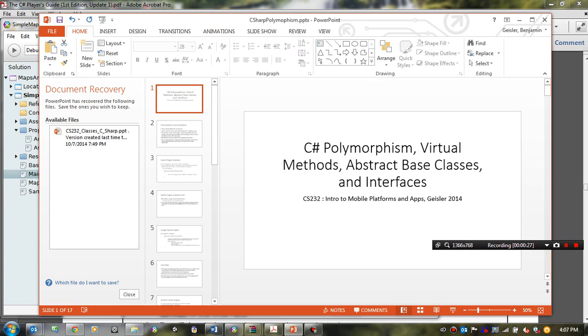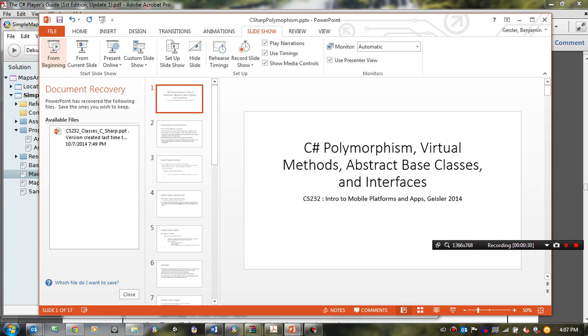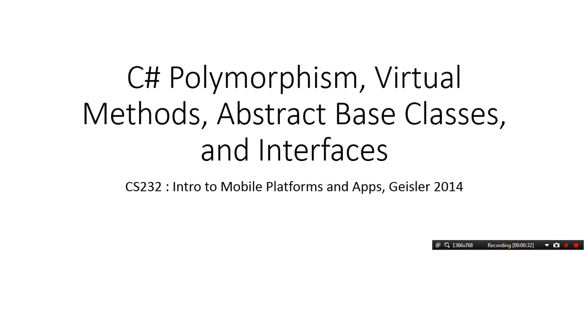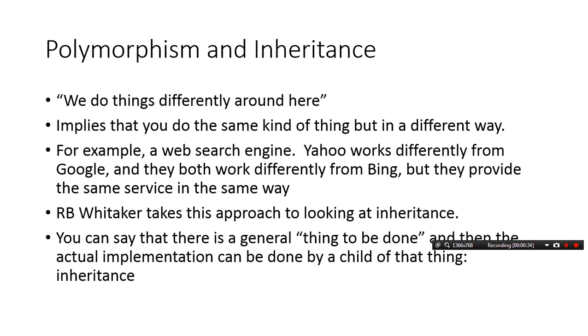So the first thing we want to get started with is talking about polymorphism, and a good way to think about this is you always hear the phrase, we do things differently around here. You might hear that at Google, for example, or a company that's hoping to hire new recruits. Everyone claims that they can do things better. So if there's different bakeries around and they all do things differently, they all make their donuts a slightly different way, some taste better than others, but they're all essentially doing the same kind of thing.